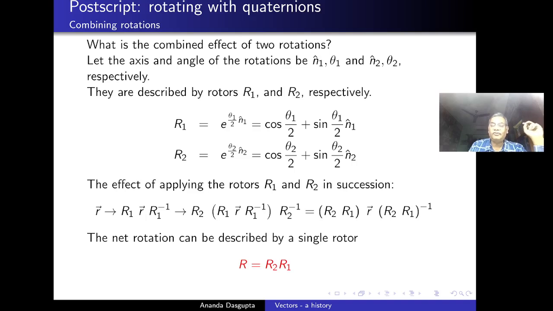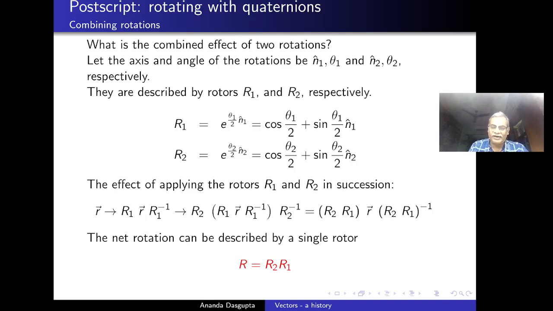R equals R2, R1. Remember, R2 and R1 are quaternions, and when you multiply them, the product is not a commutative thing. So the fact that rotations don't commute is actually borne out by the fact that the commutation rules for quaternions is not straightforward. They don't either commute or anti-commute. They do a mixed kind of thing.